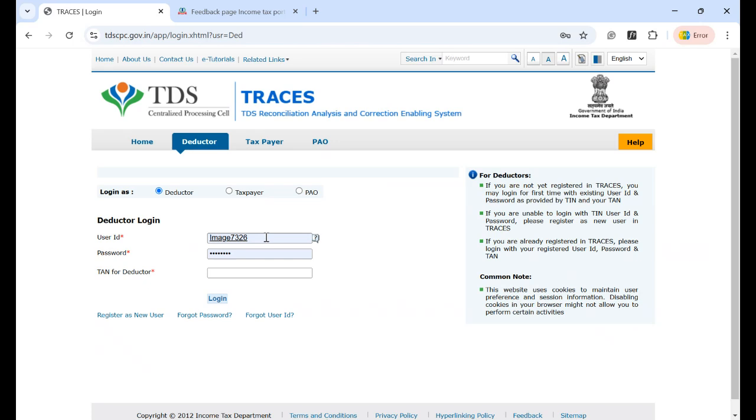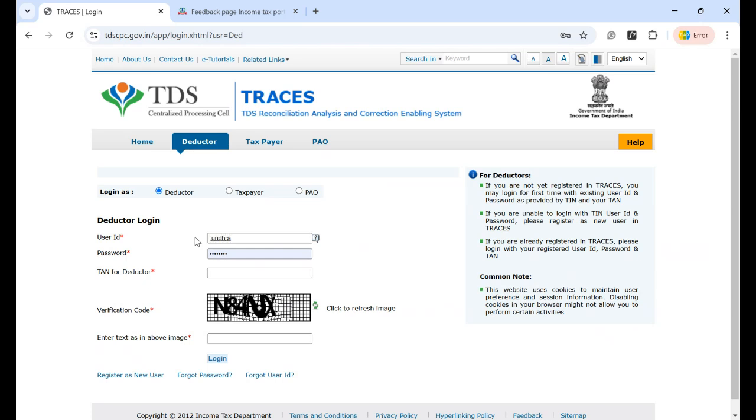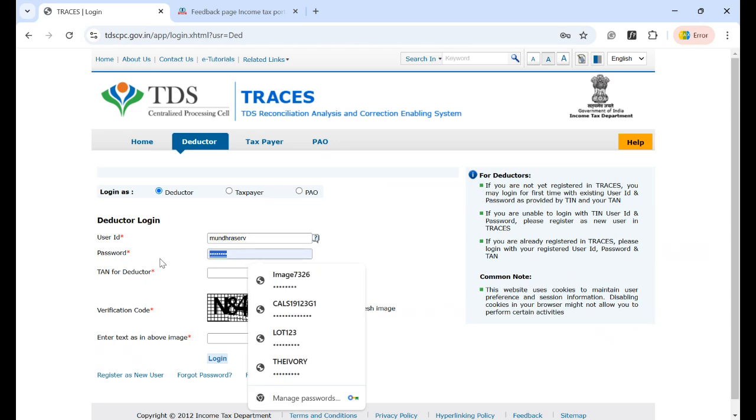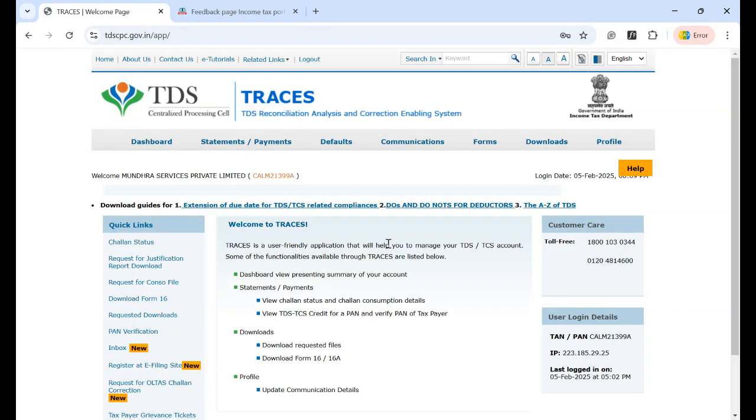In that case, we are required to provide a couple of pieces of information. User ID, my user ID. Then password. And then the TAN number is also required. Then we are supposed to provide this CAPTCHA code. Then press login. This would be the interface where you are required to download your statements or certificates, etc. You are required to request for generating those things.